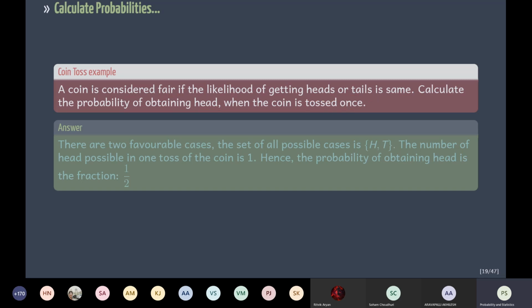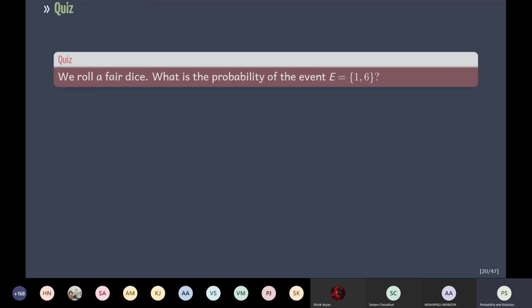Now calculate the probability of obtaining head when the coin is tossed once. This is an example that I already did. The sample space in this case is the set of all possible outcomes, head or tail. The number of heads possible in one coin toss is 1. Hence the probability of obtaining head is the fraction 1/2. This is already using the assumptions of finite probability space and equally likely outcomes. We have derived this.